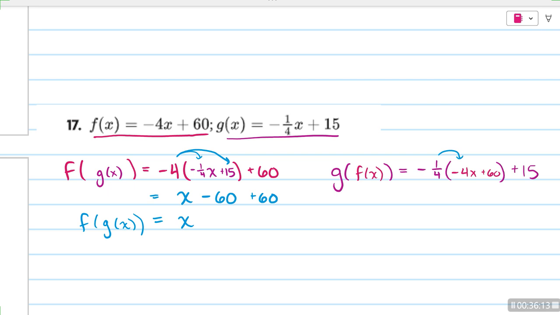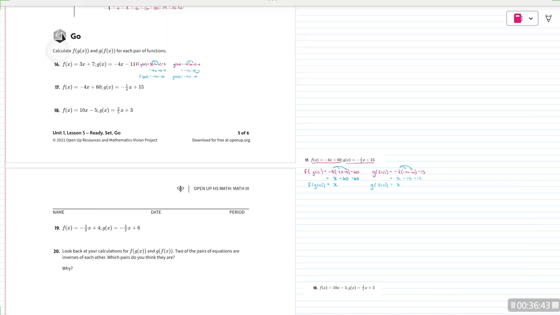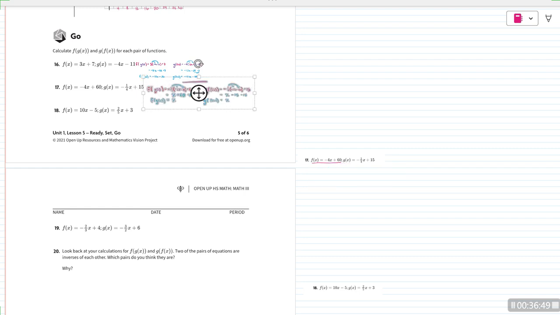So negative 1/4 times negative 4 becomes 1x, or just x. And negative 1/4 times 60, or 60 divided by negative 4, we get negative 15. And I have that positive 15 tacked on at the end. So those reduce to 0, and I'm left with, once again, just x. So there we go. There's number 17. Let's just put that up and put it with 17 there.